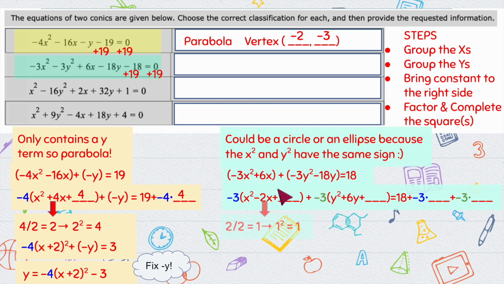Okay, so now I'm going to complete the square twice. So I'm going to take 2, and I'm going to divide by 2, and that gives me 1, and then I'm going to square it. Well, 1 squared is 1. So you can see I've added that to both pieces here.